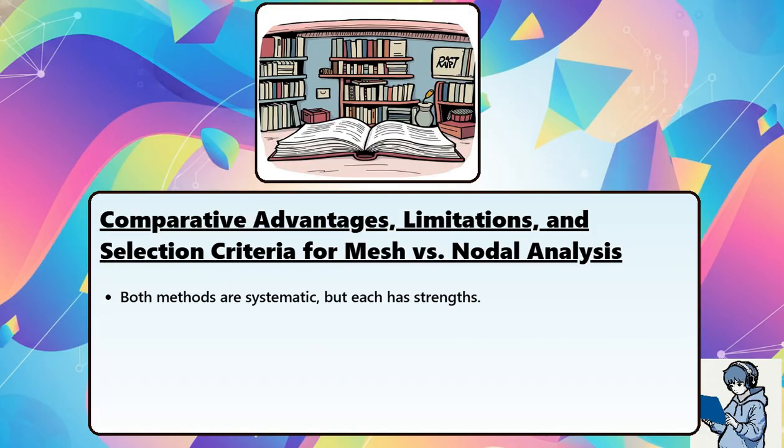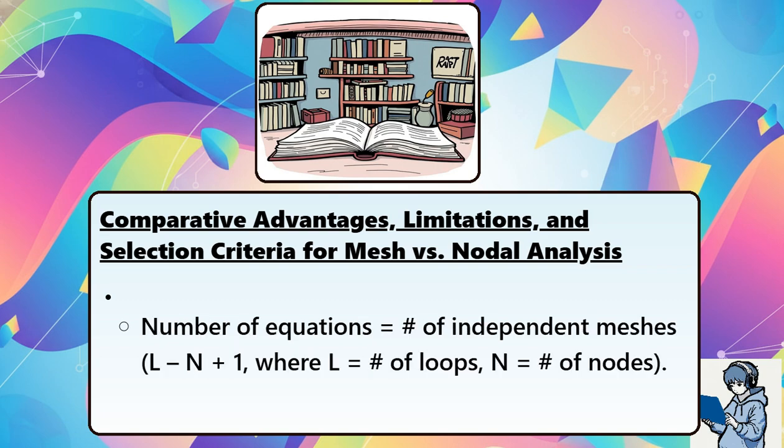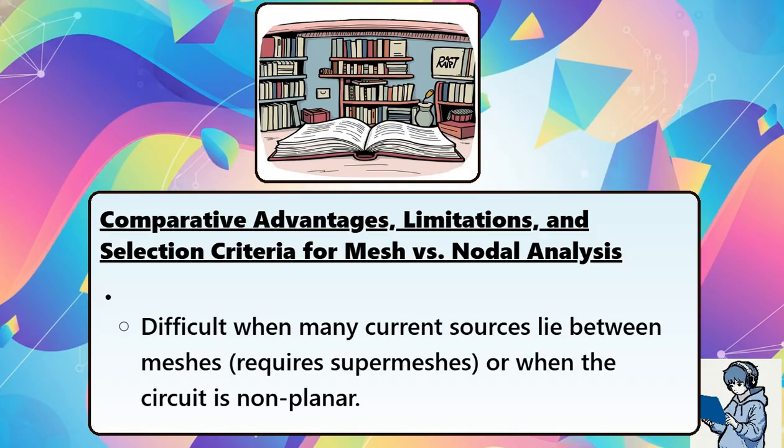Both methods are systematic, but each has strengths. Mesh analysis. Best for planar circuits with few loops and many nodes. Number of equations equals number of independent meshes, L minus N plus 1, where L is number of loops and N is number of nodes. Handles series connected elements naturally. Difficult when many current sources lie between meshes, which requires supermeshes, or when the circuit is non-planar.